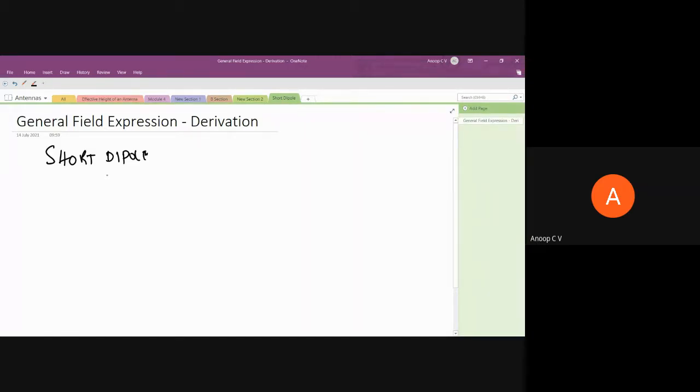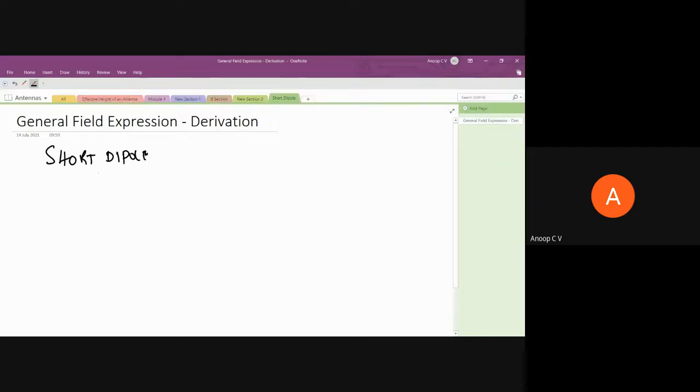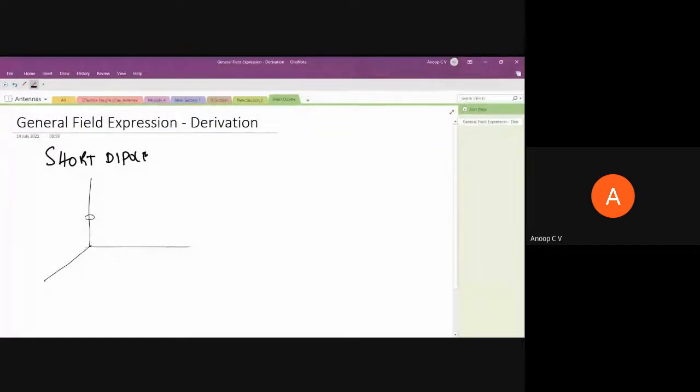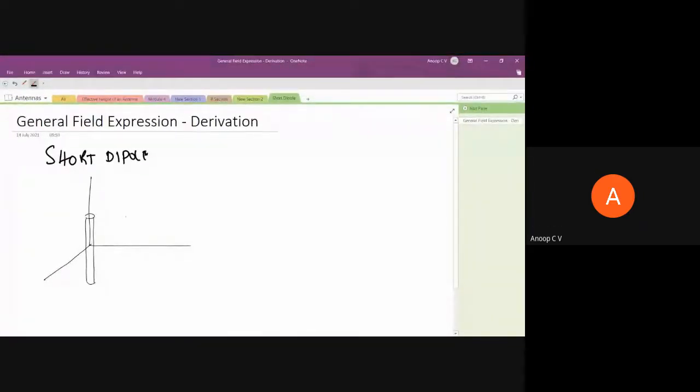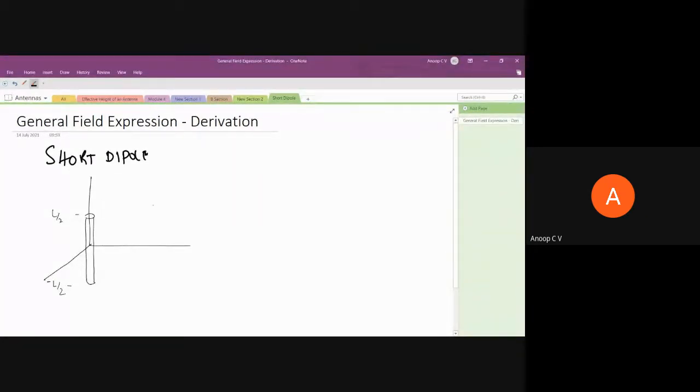Today we'll straight away go ahead and derive the field expression. That's what we are going to do. So we have our x-axis, y-axis, and z-axis, and we are placing our dipole. If you remember, we are placing our dipole along the z-axis, symmetric with respect to the origin. So this is z equal to plus L by 2, and this is z equal to minus L by 2, with center at the origin. That's how we are placing our dipole.